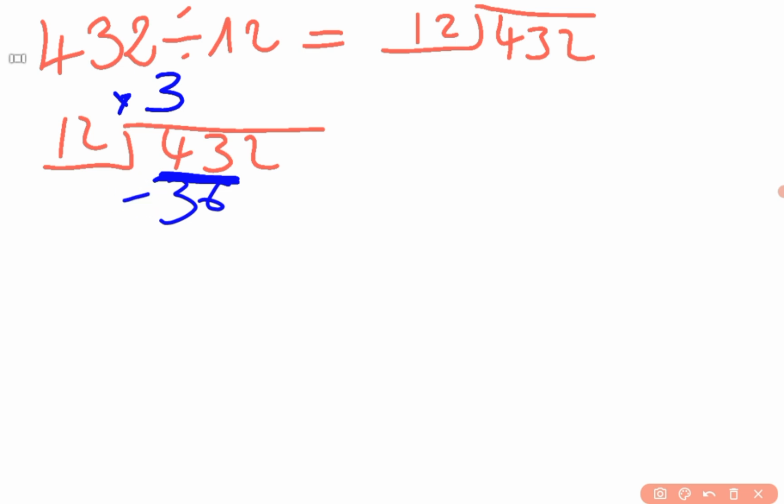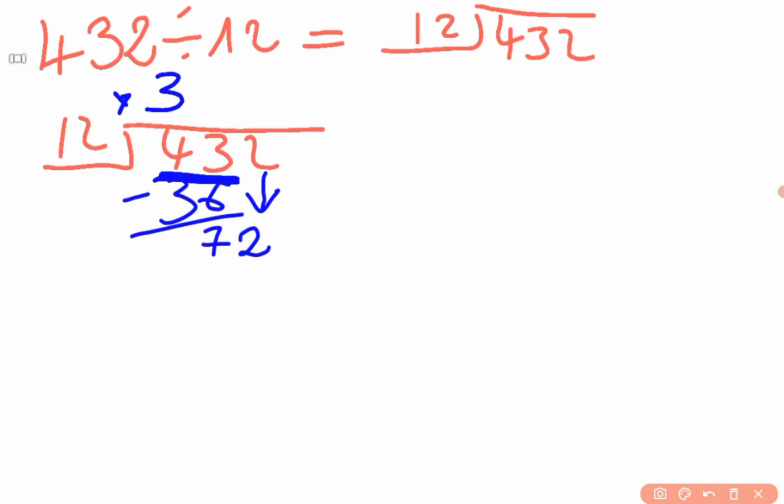Then you put minus now. So you are now doing 43 take away 36. 43 take away 36 is going to give us 7. Now you bring down this 2. You put the 2 here now. Now you are having 72.